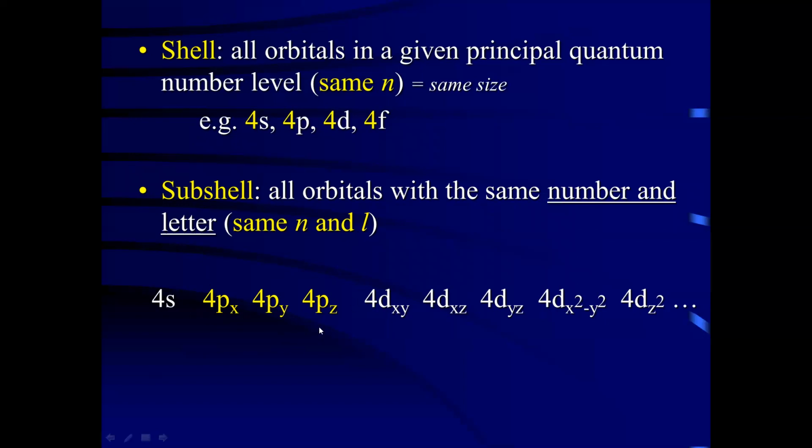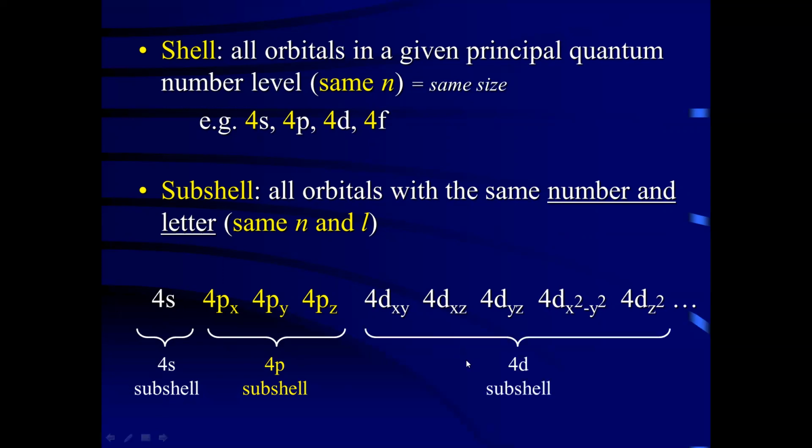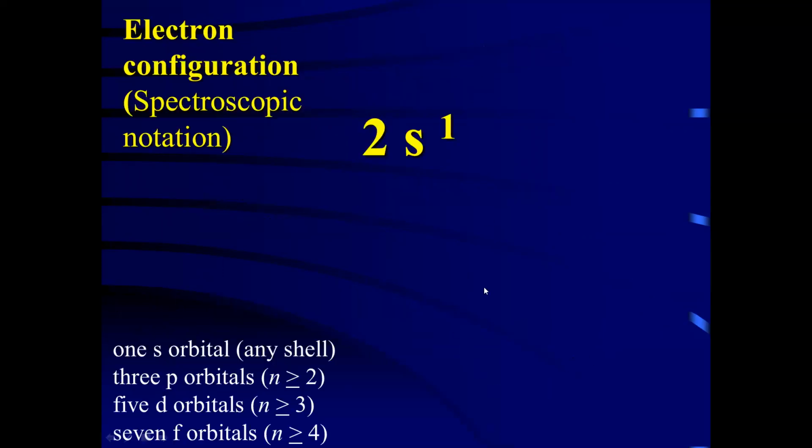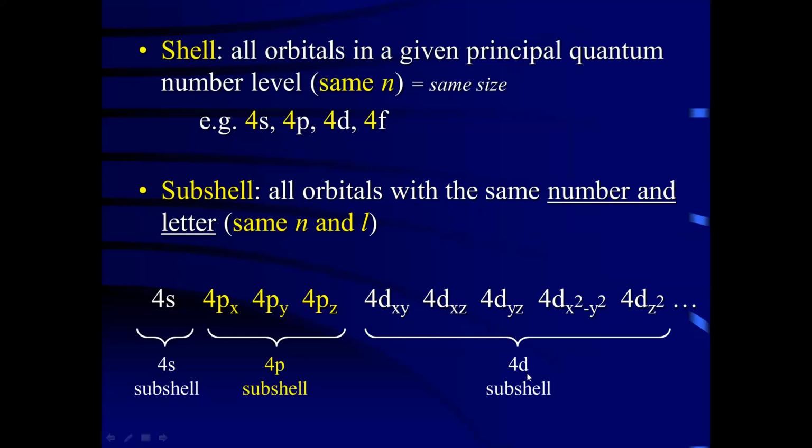Anyway, so these 3 have both the same number and the same letter, so they are called within the same subshell. And these belong to the 4s subshell. Similarly, these all belong to the 4d subshell. These 5 different orbitals.